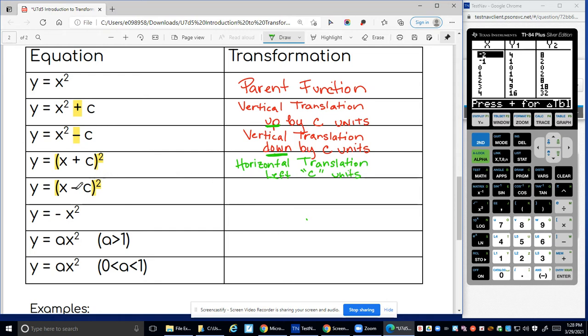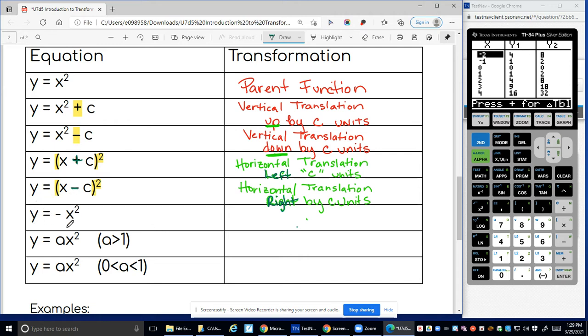Same exact thing, except now it's minus. It's opposite of what you think would happen. So it's not going to the left, it's going to the right. Same concept. Horizontal translation right by C units. Left with the plus and right with the minus. Okay?